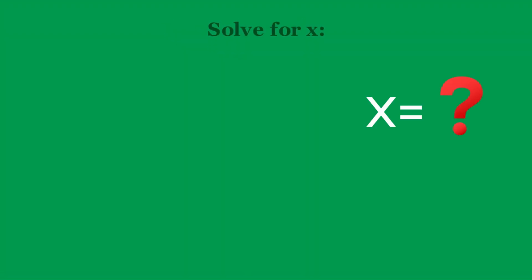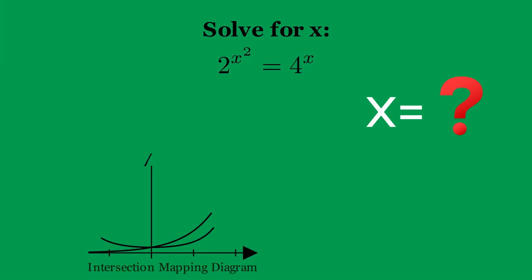Problem 1. Let's solve for x in the exponential equation 2 raised to the power of x squared equals 4 raised to the power of x. Graphically, this means finding the intersection points of the curves y equals 2 raised to the power of x squared and y equals 4 raised to the power of x.